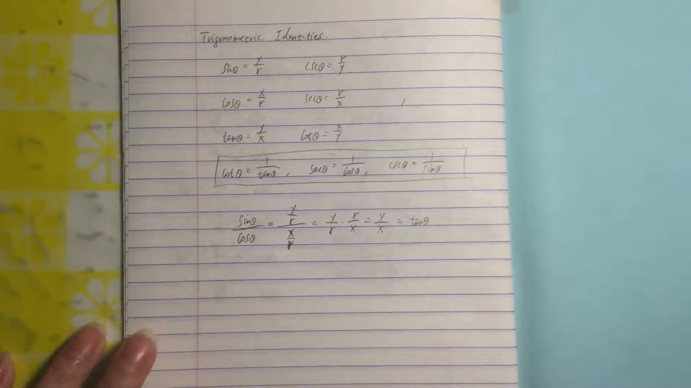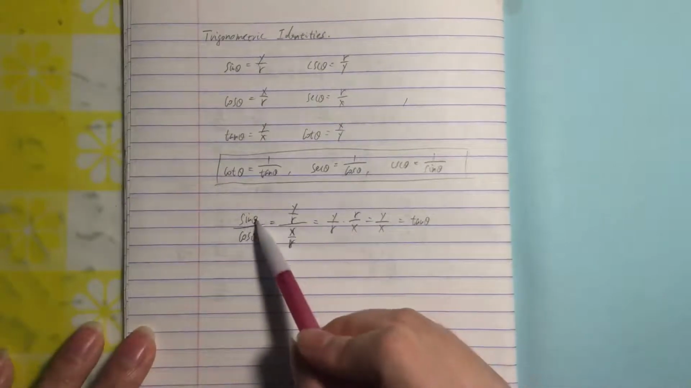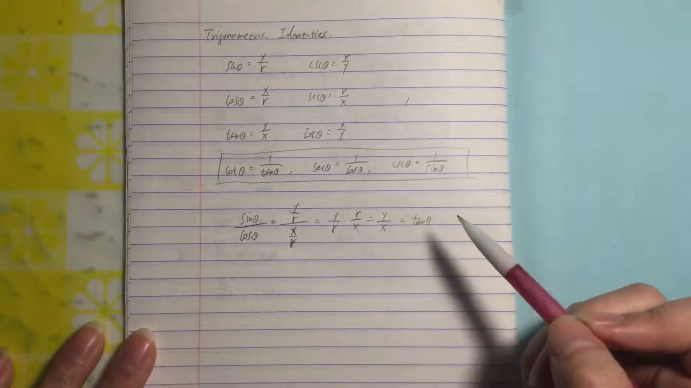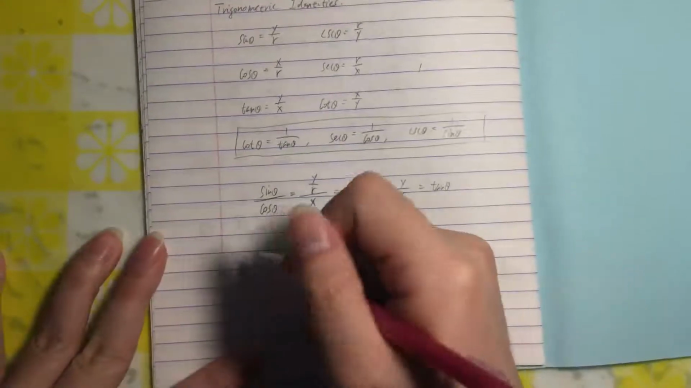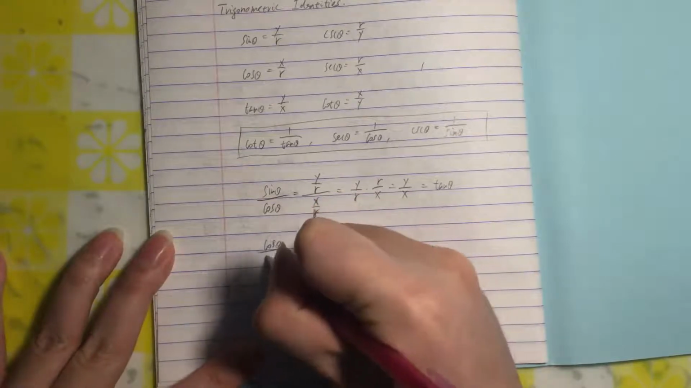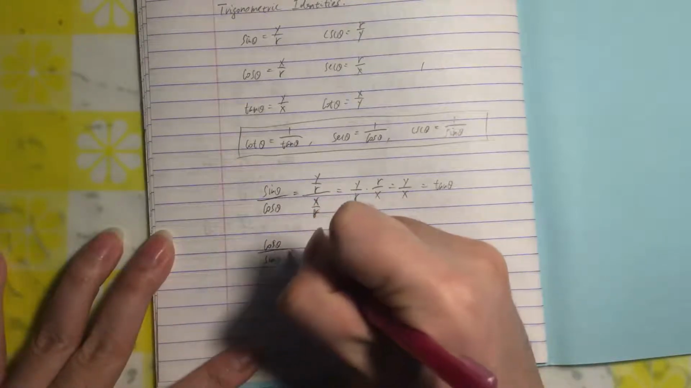Which means sine theta over cosine theta is always equal to tangent theta. That's another identity. Now, how about cosine theta over sine theta?